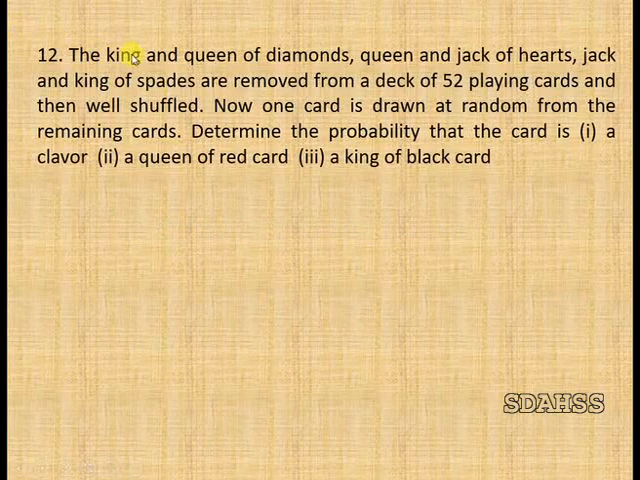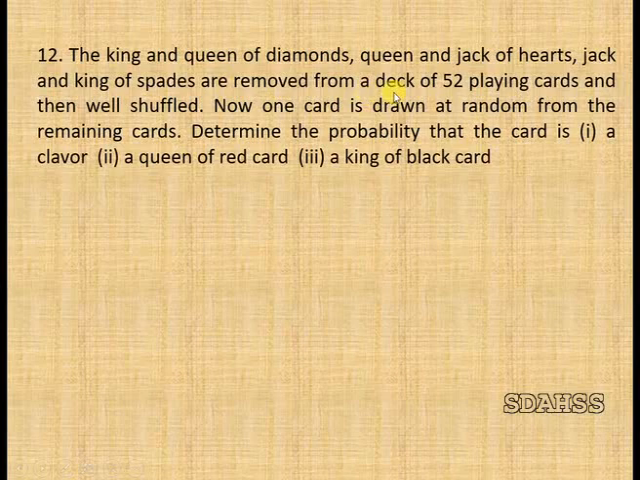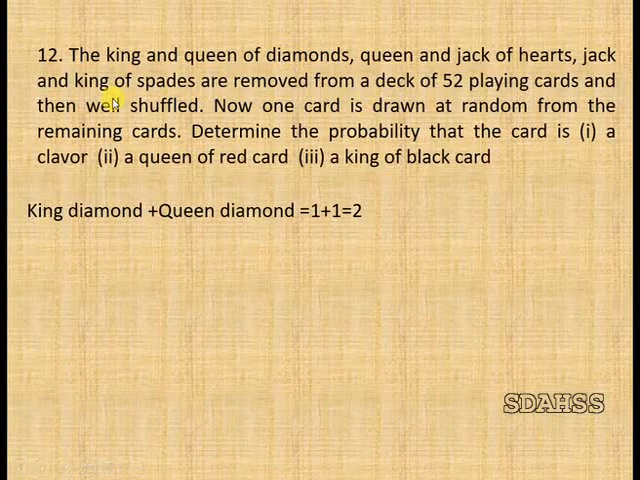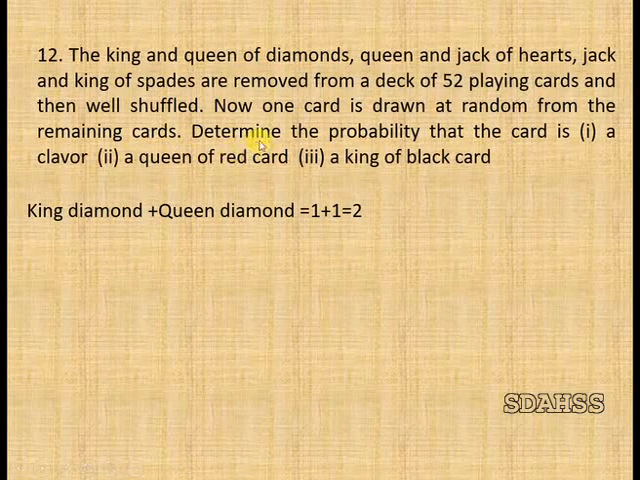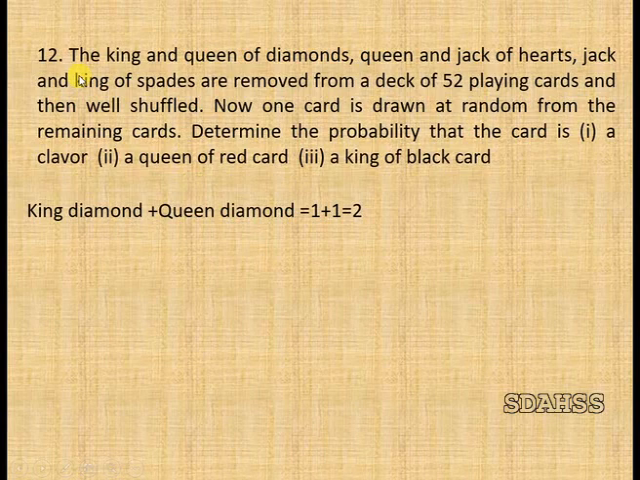12th sum. The king and queen of diamonds, queen and jack of hearts, jack and king of spades are removed from a deck of 52 playing cards and then well shuffled. Now one card is drawn at random from the remaining cards. Determine the probability that the card is a club, a queen of red card, a king of black card. So totally there are 52 cards. Out of 52 cards, we want to remove the king and queen of diamonds.